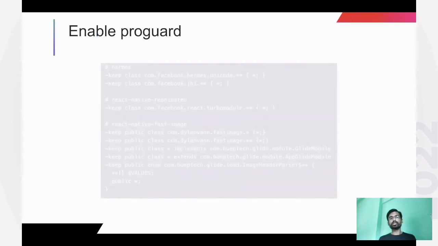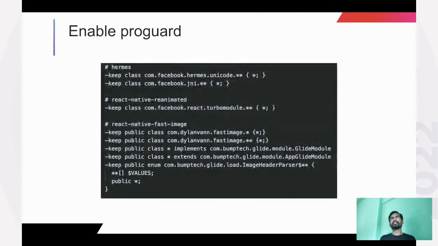Enable ProGuard. What ProGuard does is obfuscate our code, to prevent or make things difficult for anybody trying to reverse engineer it. But it also removes code that is not mapped and not being used in our code base.